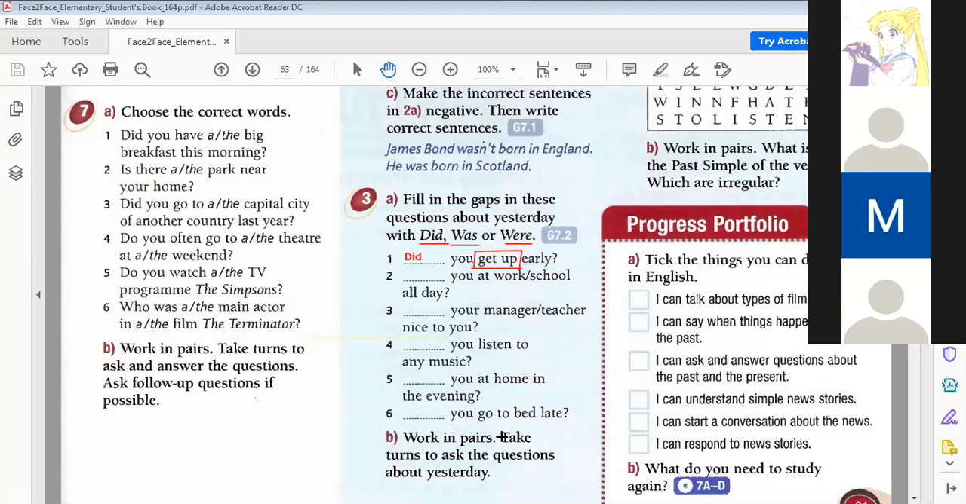اوكي تمام، توا يعني 50% من الإجابة صح، أنت اخترتي verb to be صح، بس مع you what do we use with you? We use were. That's correct. So we say, were you at work all day? That's it. All right, nice.